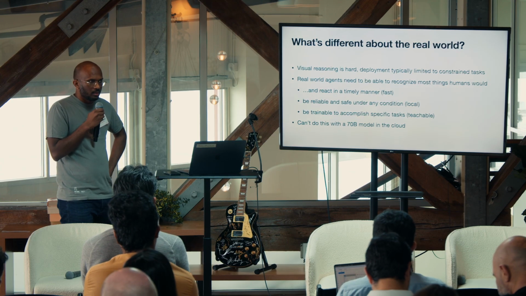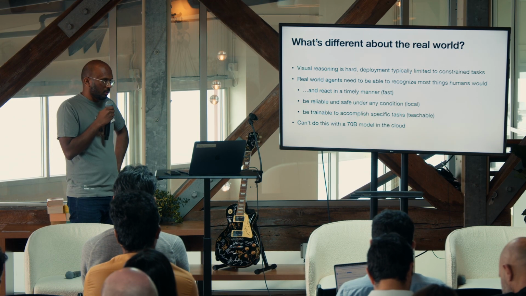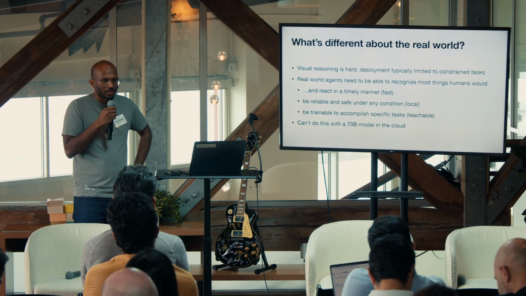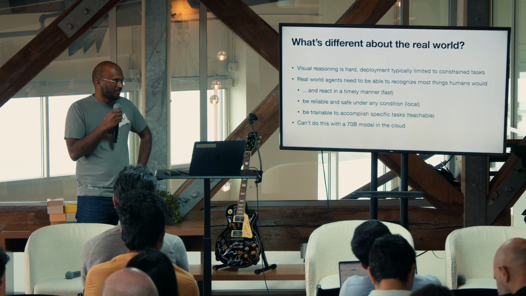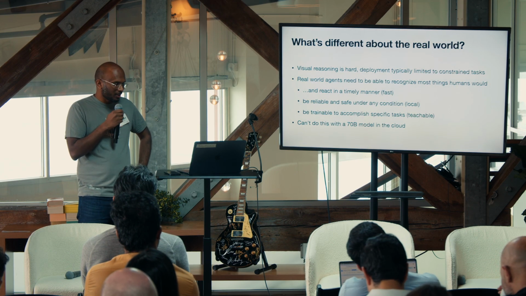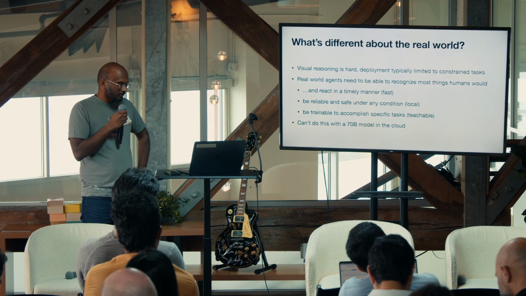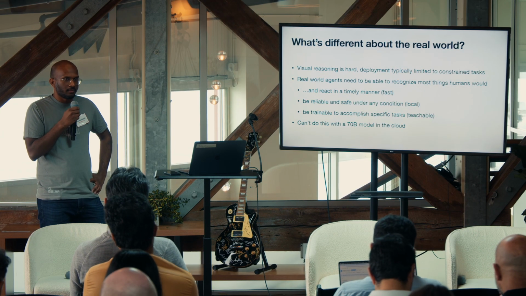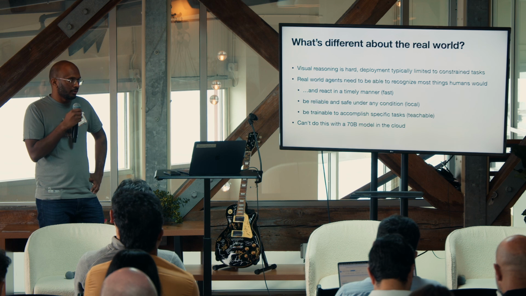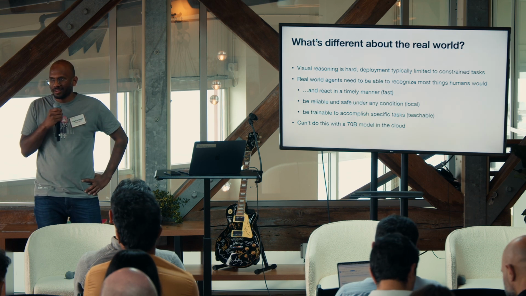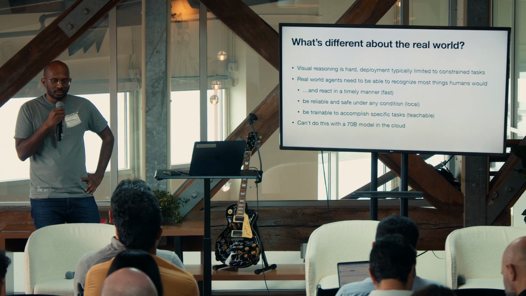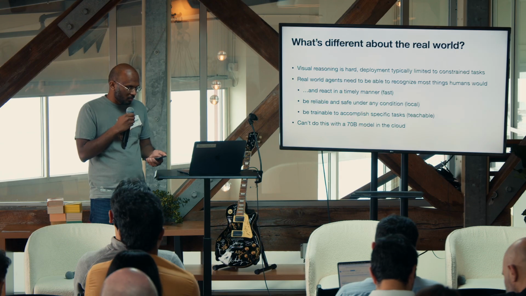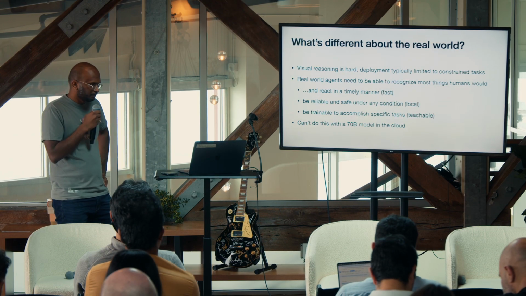But with additional constraints, we need them to be able to react in a timely manner. We need them to be reliable and safe under any condition. You don't want your robot falling over and hurting you because your internet went down for a couple of minutes. And if you assume the first two constraints are true, that agents that interact with the real world need to be fast and local, you also need them to be teachable, because a small model is never going to be generally good at everything. And so to some extent, you're going to need to customize it. And you can't really do this when you're working with a 70 billion parameter model in the cloud.